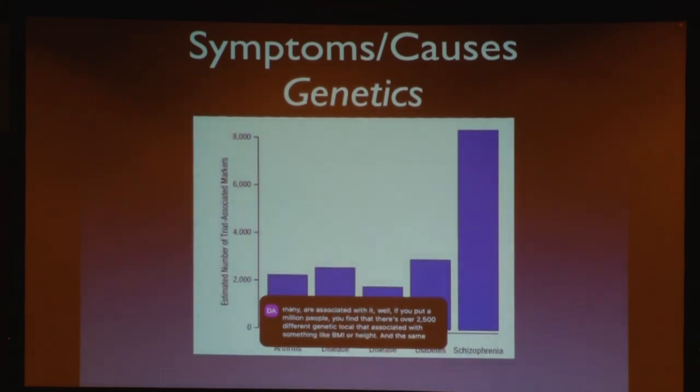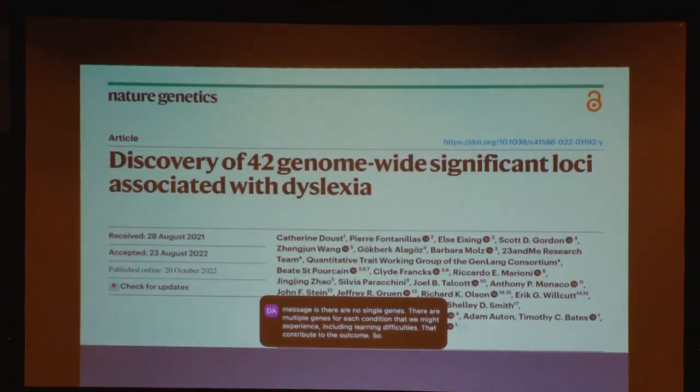And the same goes for many complex conditions such as schizophrenia, diabetes. The take-home message is there are no single genes. There are multiple genes for each condition that we might experience, including learning difficulties, that contribute to the outcome. So looking for single genes is just not there. This is a paper just published 2 years ago, actually last year, the first big paper on dyslexia, 42 genes. That's an underestimate. That's because they don't yet have large sample sizes. They're going to find at least 200-300, if not thousands, of genetic variants associated with dyslexia.